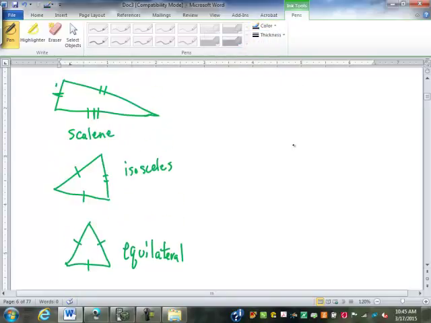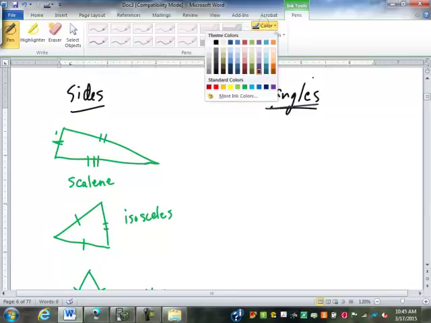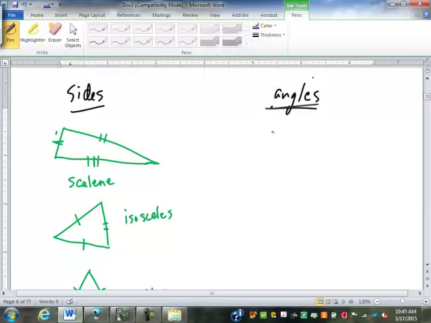So let's classify a triangle by its sides. Well, the other way you can classify triangles is by its angles. We'll start out with a special one. I have a triangle with a right angle in it, which is called a right triangle. Right angle triangle, or right triangle.